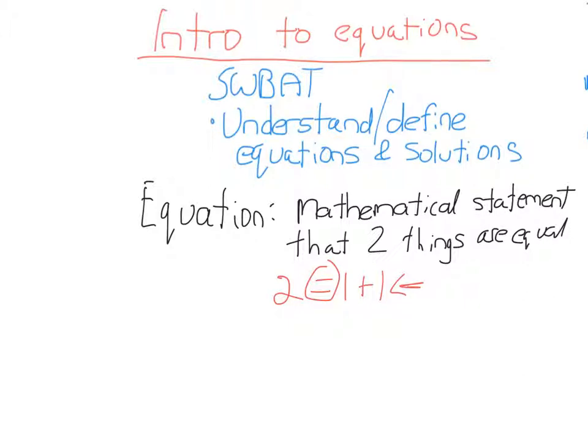And just like the statement that I put up here, it can be true or false. In this case, it's true. 2 does equal 1 plus 1. Another statement I could make, an equation, could be 4 plus 5 equals 10. Now that is a statement and it is an equation, but of course it is not true.